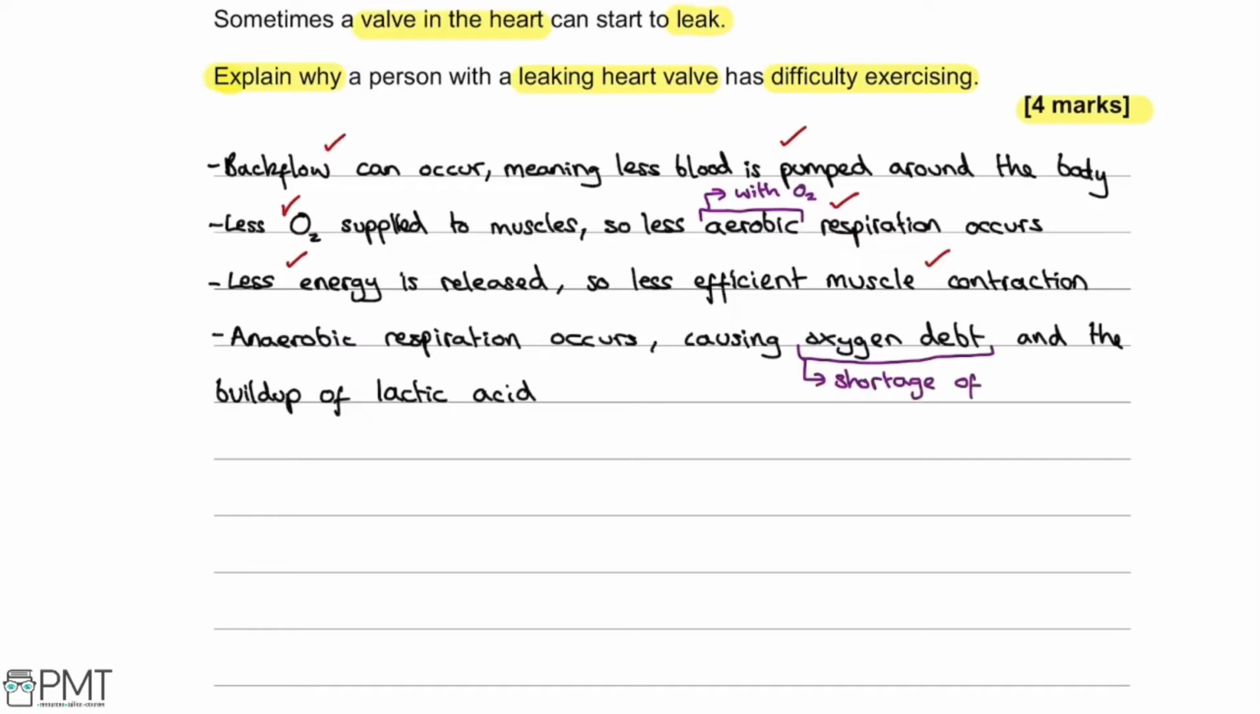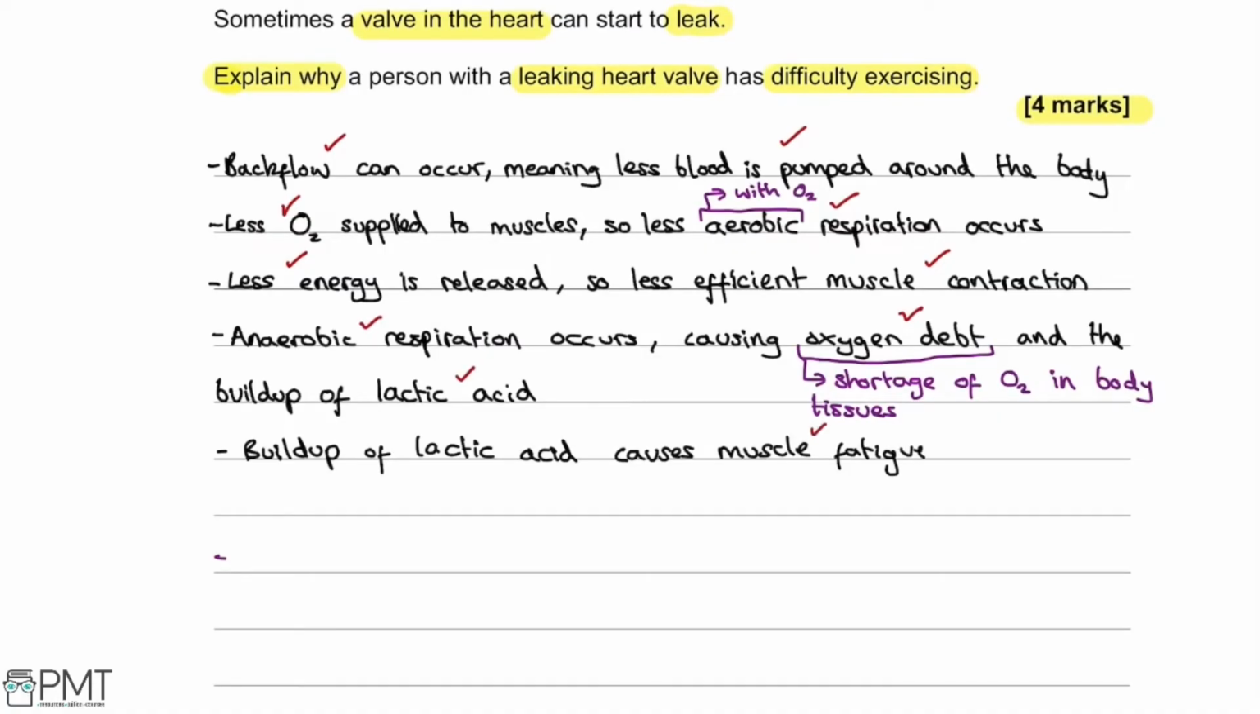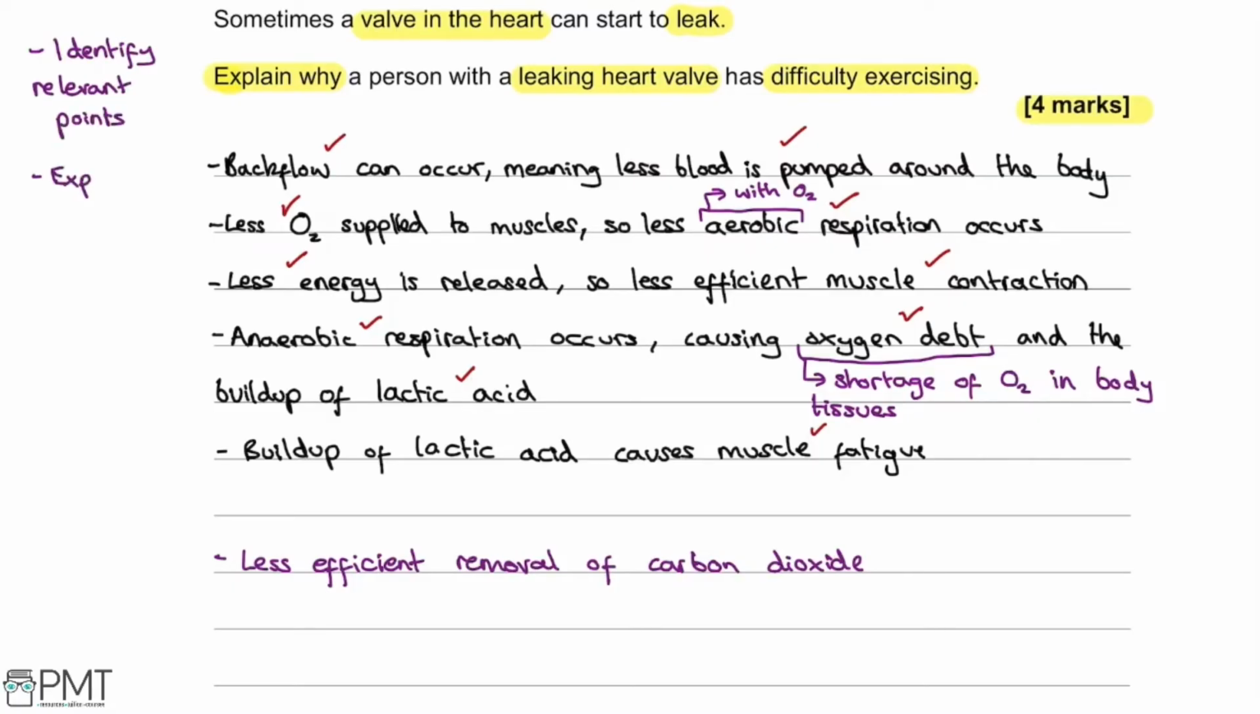And then if we recap this term oxygen debt, it's just the shortage of oxygen in the tissues of the body. You can also potentially talk about the effects of this buildup of the lactic acid. So this is going to start to cause the person doing the exercise some muscle fatigue. Now you wouldn't need to go much further than this to get your full 4 marks, but just another point that you could make is that you then have the less efficient removal of carbon dioxide from your tissues carrying out respiration. So overall, just make sure that you're identifying your relevant points, so everything with a red tick is a relevant point. You explain your points with a logical order, and make sure that there's a satisfactory amount to get the full 4 marks.